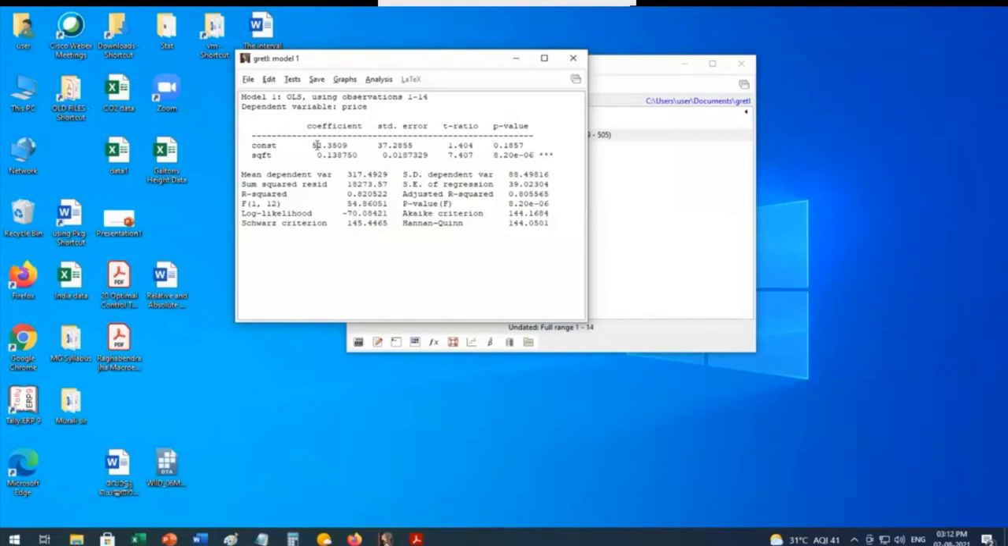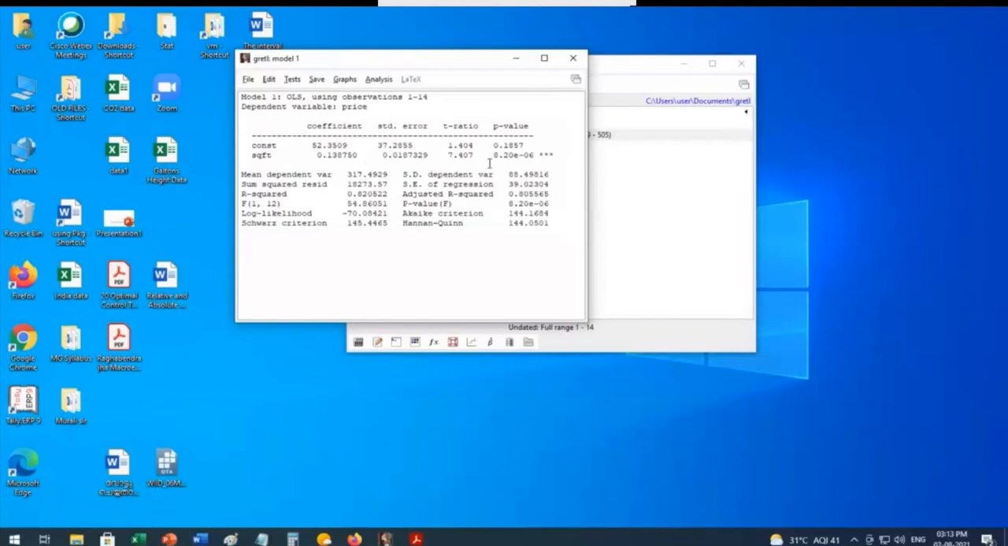Now the coefficient of square feet is 0.139. The T value is given 7.4. The critical value is 1.96. So the estimated T value is greater than the critical value. So we reject the null hypothesis. What is the null hypothesis? Same as our constant case. The null hypothesis here, the coefficient is beta. So we postulate the null hypothesis as beta equals 0. That means if beta equals 0, then there is no relationship between price and square feet. That is our hypothesis, null hypothesis.